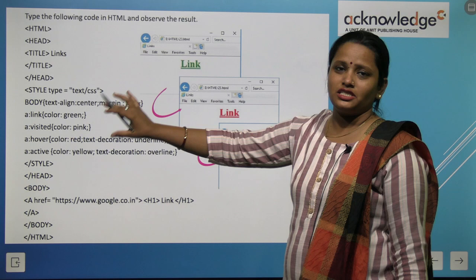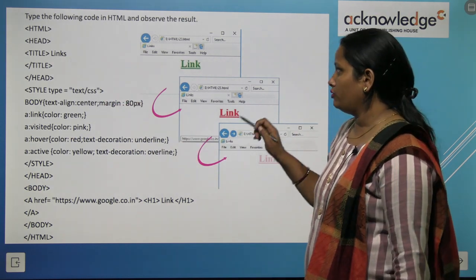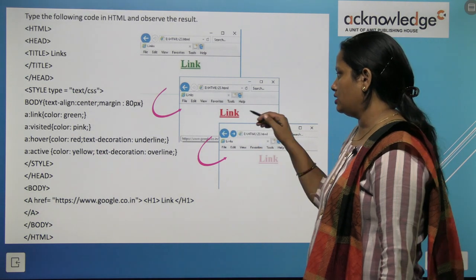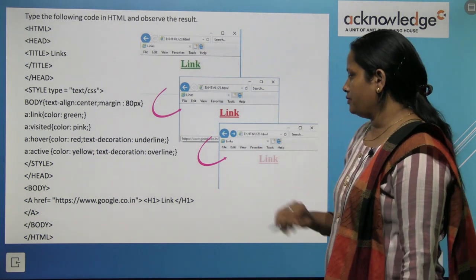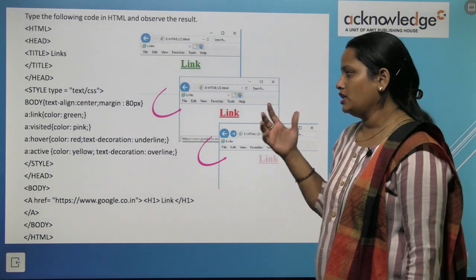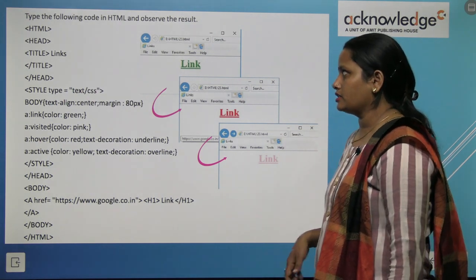We have to type this in our notepad, and then what we will see, you can see the link is here, and when we click here this will change, and when we click here this will change the color. So here we have changed the color of the links.